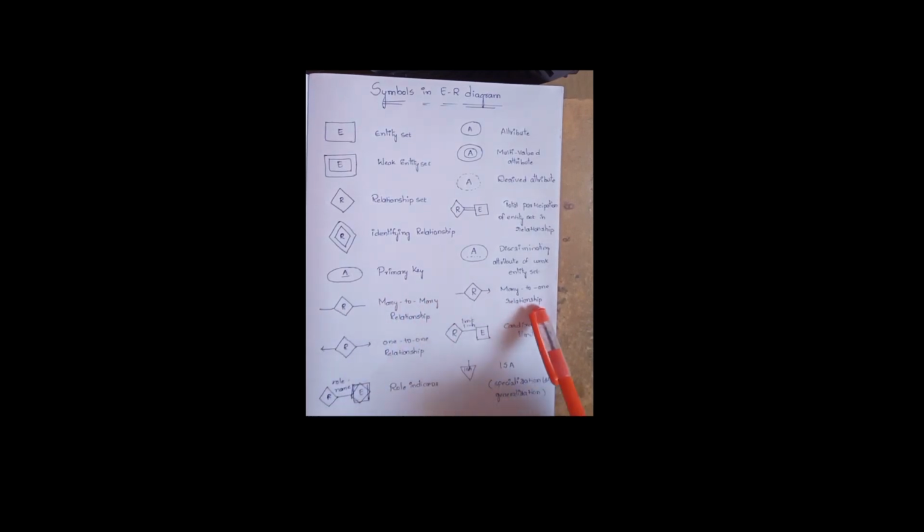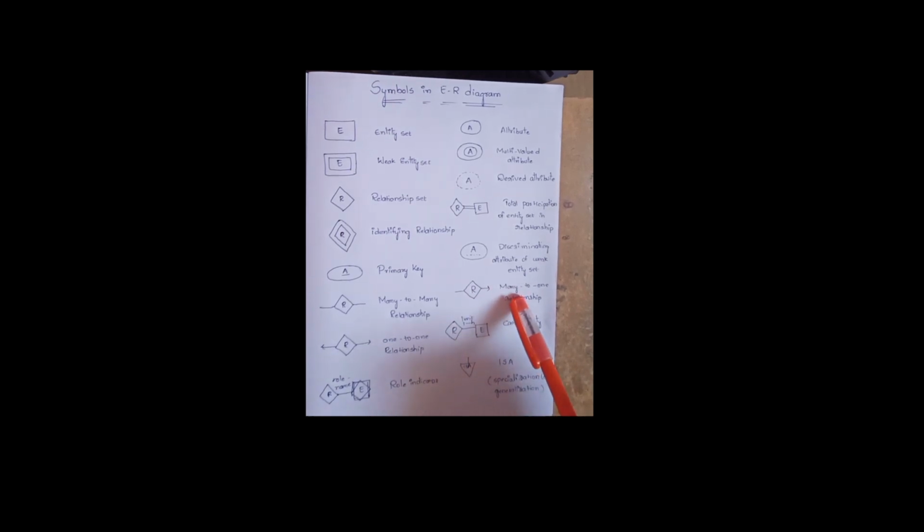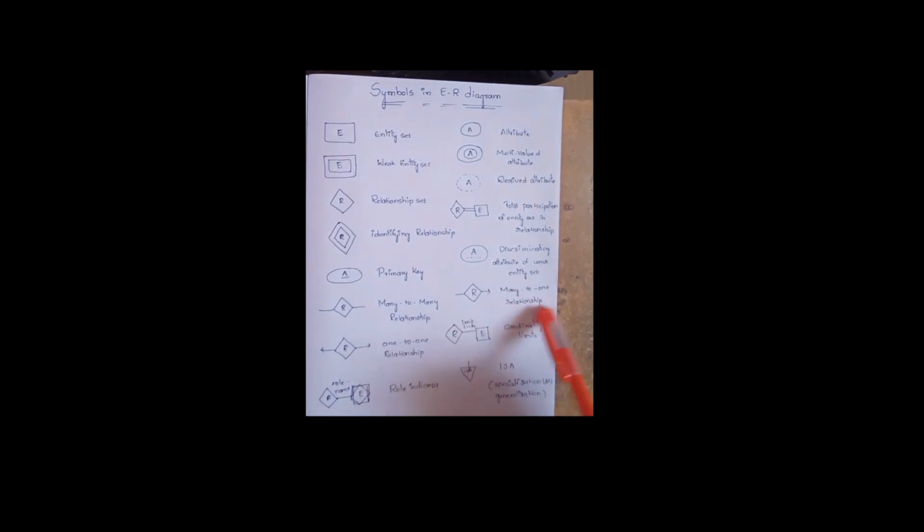While coming to many-to-one relationships, we have an arrow mark at the one side of the edge, right? And coming to one-to-one relationships, in a one-to-one relationship there will be arrows on both edges, right? Arrows on both edges, and it is enclosed in a rhombus.